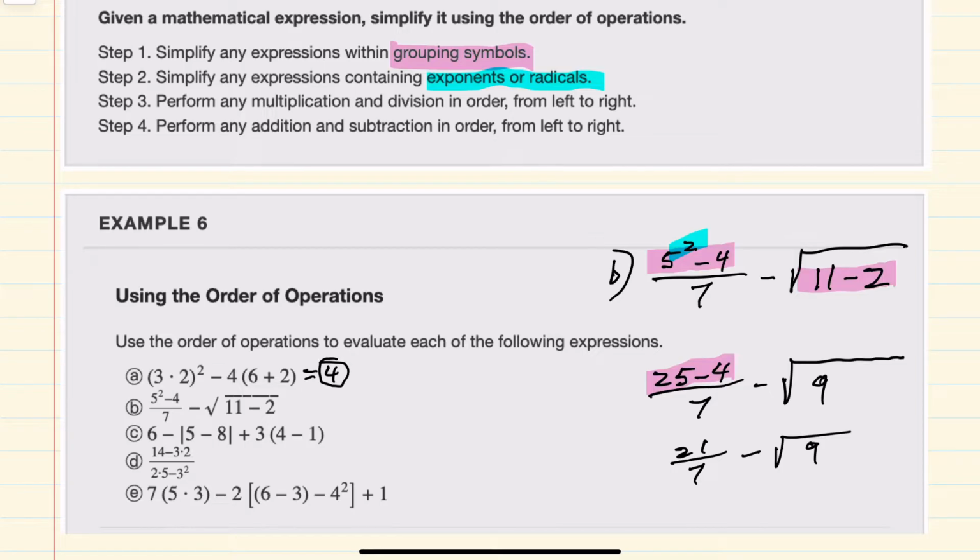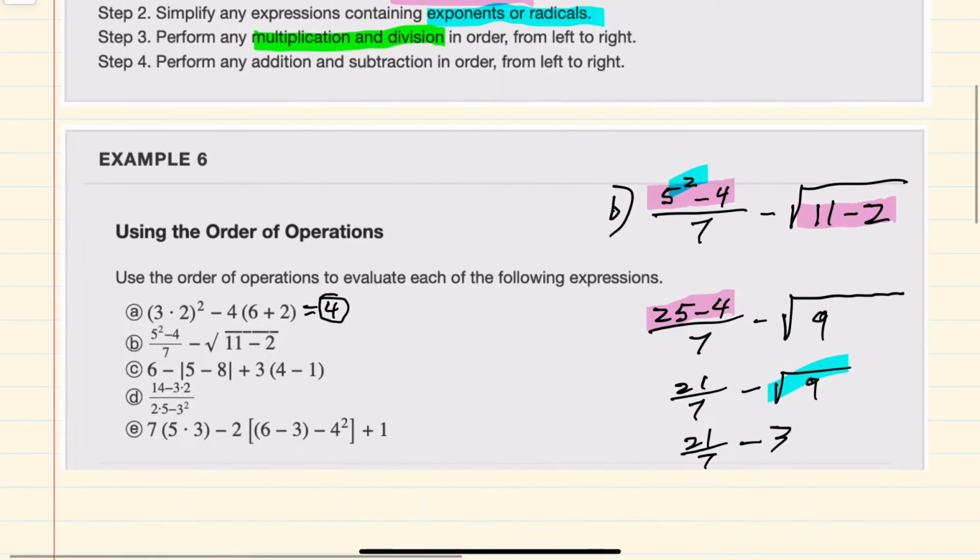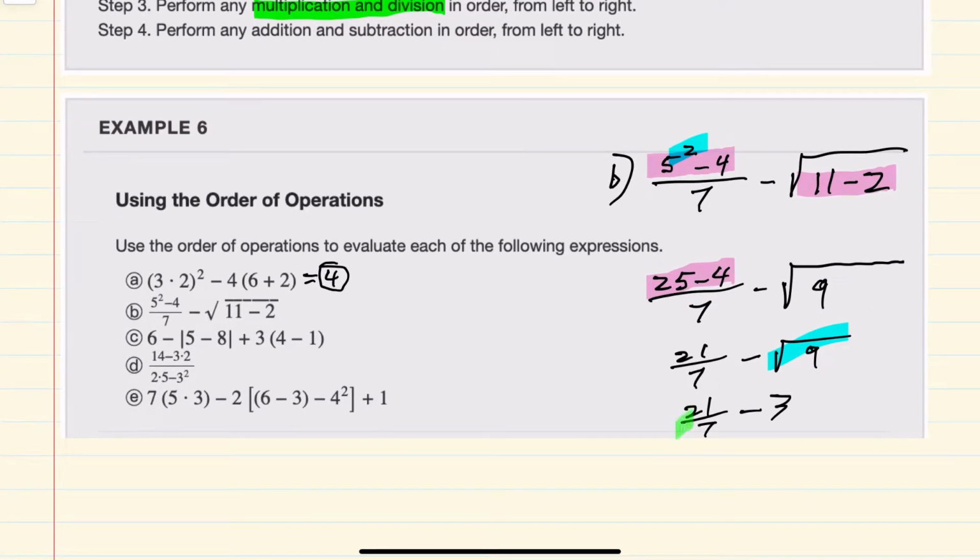Continuing with my exponents and radicals, the square root of 9 can now be simplified as just 3. With no more exponents or radicals, I can move on to multiplication and division. And we do have here 21 over 7 is division. So that would simplify 21 divided by 7 is 3. Lastly, we have addition and subtraction. 3 minus 3 would be 0. So our second expression simplified to 0.